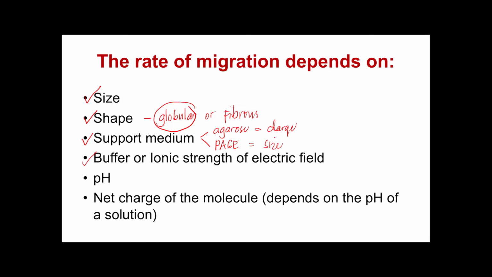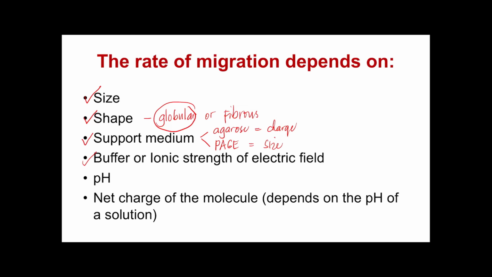Next one, the buffer or ionic strength of the electric field. So this reflects the concentration of ions in the solution. For example, you have a lot of ions in the solution of your electrophoresis medium. That means you have an increased ionic strength. So that will lead to an increased current which would release a greater amount of heat. So that will slow down or decrease the migration rate of the molecules.